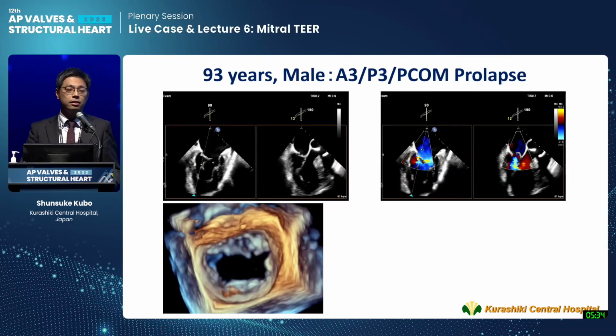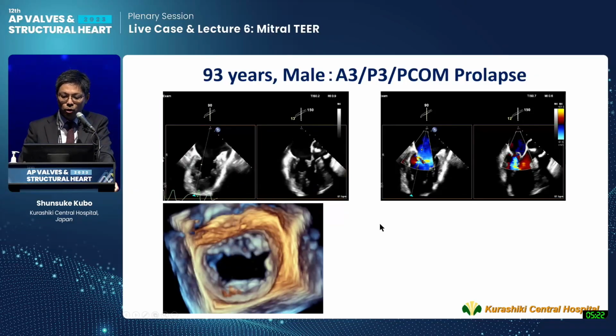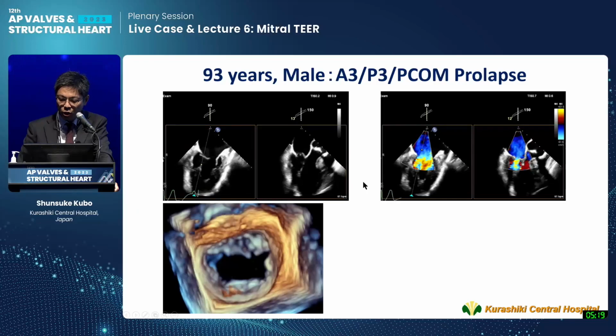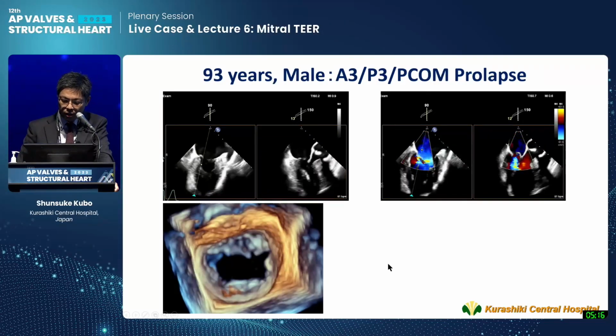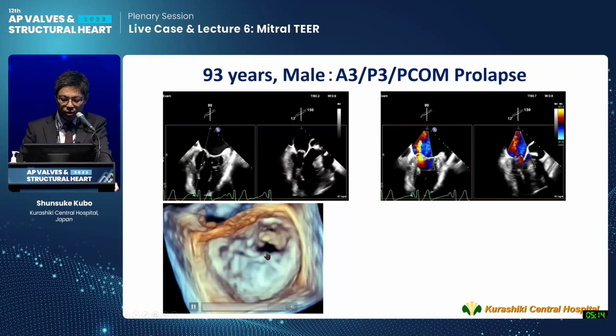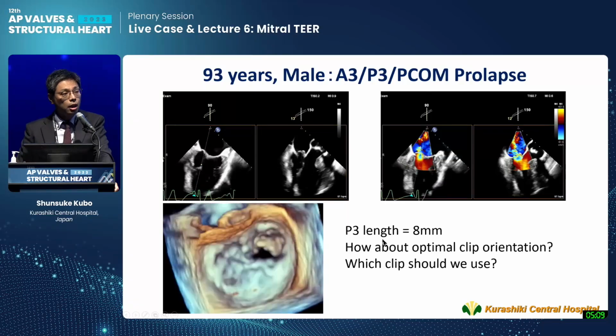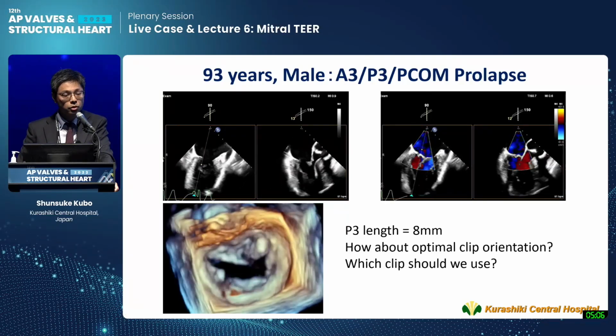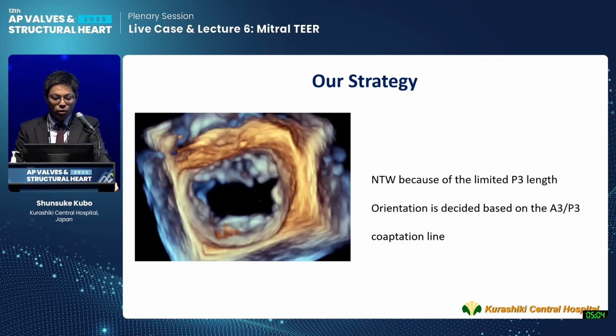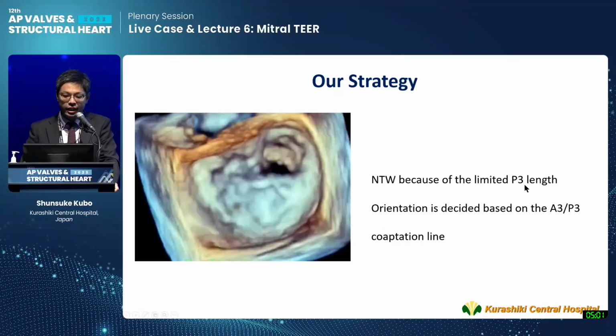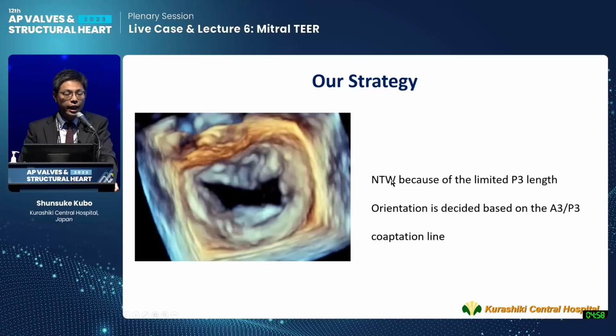Next, we present three cases of non-central MR. We have to consider the clip selection and optimal orientation. This is a 93-year-old gentleman who had a prolapse of the A3, P3, and the posterior commissure. As you can see, this is the MR, and you can see prolapse in the A3, P3, and posterior commissure. The P3 length is only 8 millimeters. How about the optimal clip orientation, and which clip should be used in this patient? Based on the P3 length, we selected the XTW.